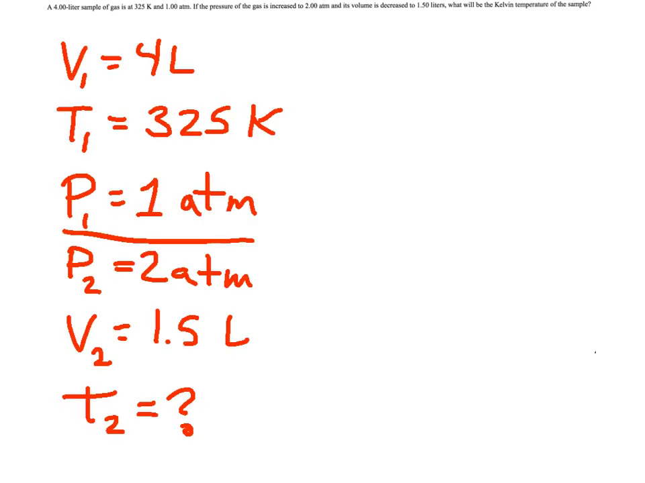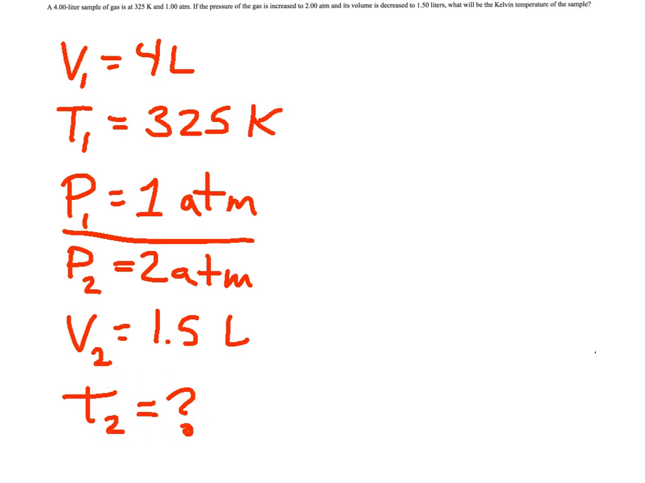Okay, when working out these problems, the first thing you want to do is identify all your different variables. So here we have liters, 325 Kelvin, 1 atmosphere, 2 atmospheres, 150 liters, and you write them all down with their variables so that you can plug them into the equation. Okay, so we've listed all our variables here, and the one thing that we don't know that we're looking for here is the second temperature, or what the temperature changed to. So we put that down there with a question mark.